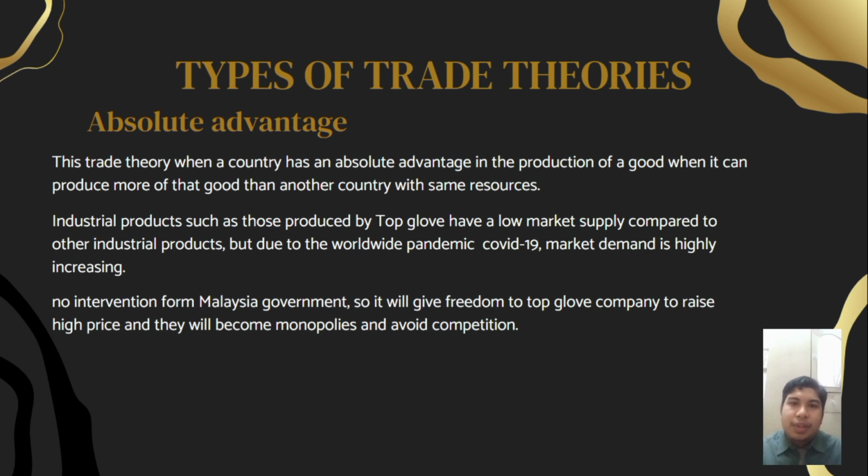The advantage of Top Glove, which can produce with high productivity efficiently compared to other countries, is further strengthened by the higher availability of rubber raw material in Malaysia than in other countries. Other than that, there is no intervention from the Malaysian government. So it gives freedom to Top Glove to raise prices, and they become a monopoly and avoid competition.